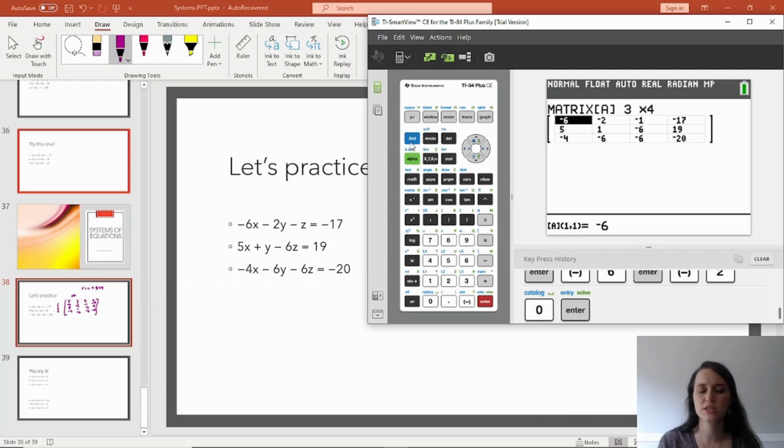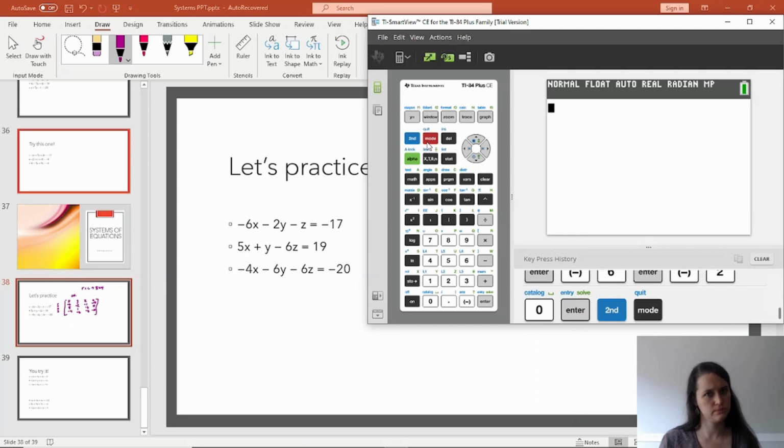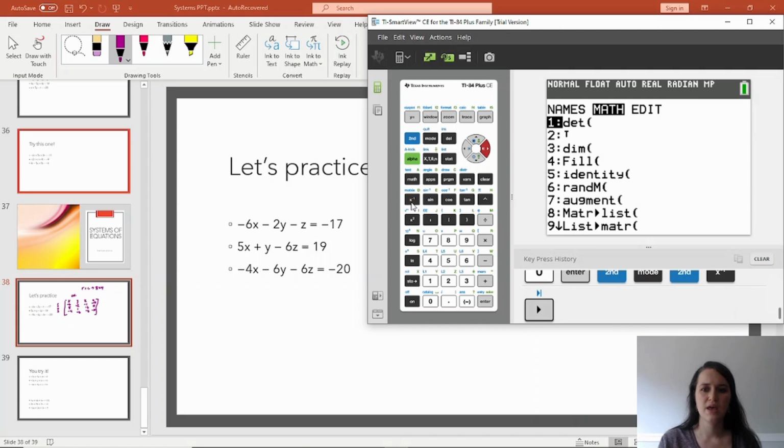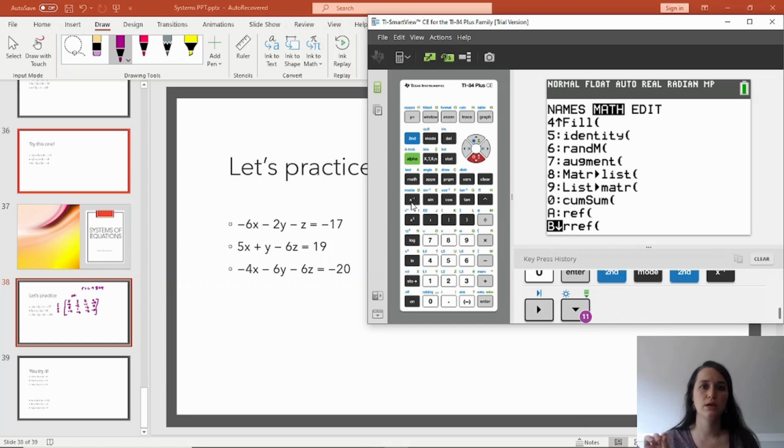So now I'm going to go back to the home screen: second, quit. I want to get out of the matrix menu because I'm going to have to get back in. So let's get back to the matrix menu. Instead of going to edit, we're going over to math. We're going to go all the way down to letter B. Yep, letter B: RREF, not the REF. Just RREF. That stands for reduced row echelon form.